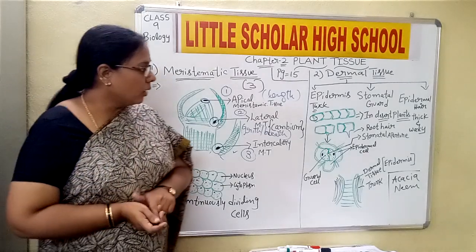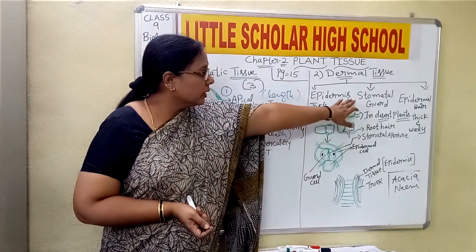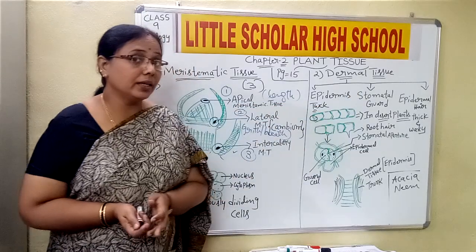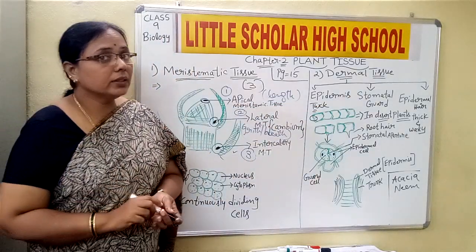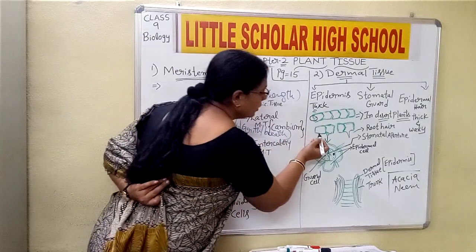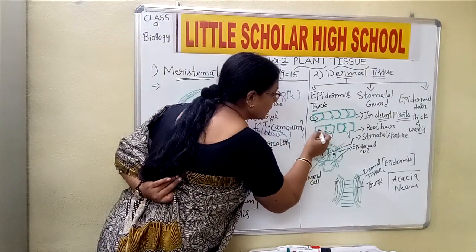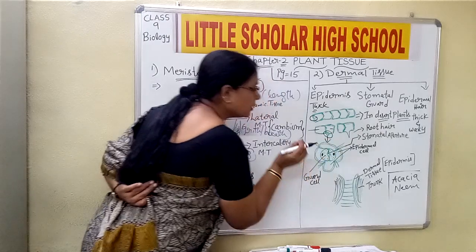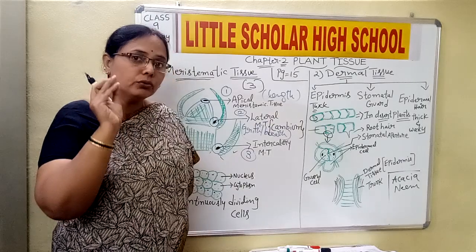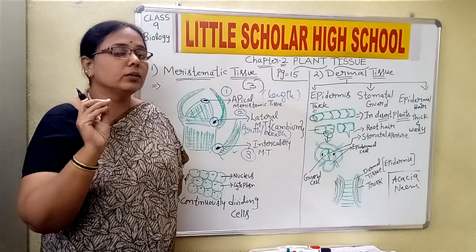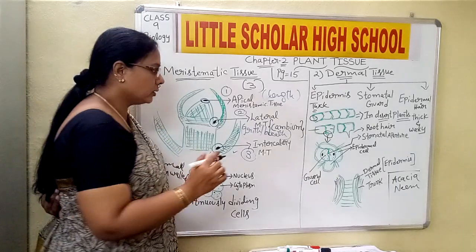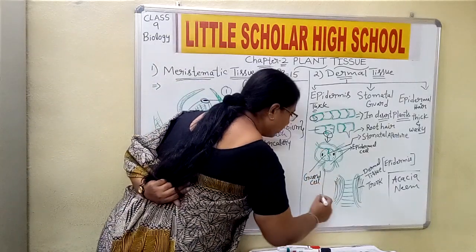Okay children, now these dermal tissues, we are talking about stomatal guard and epidermal layer. Now all of you know that dermal is nothing but the external layer. From this external layer only, you find some pore-like structures, and these pore-like structures are nothing but stomata.